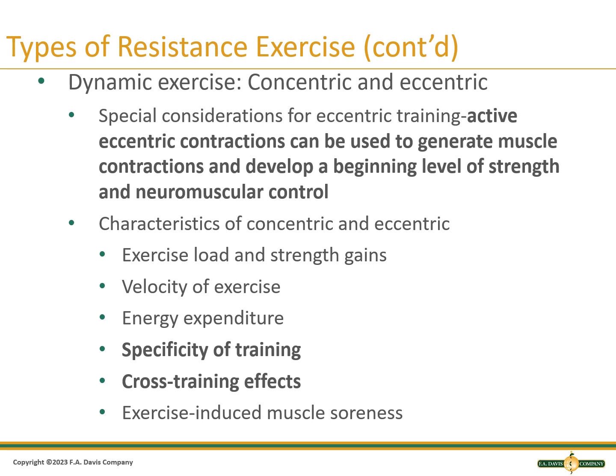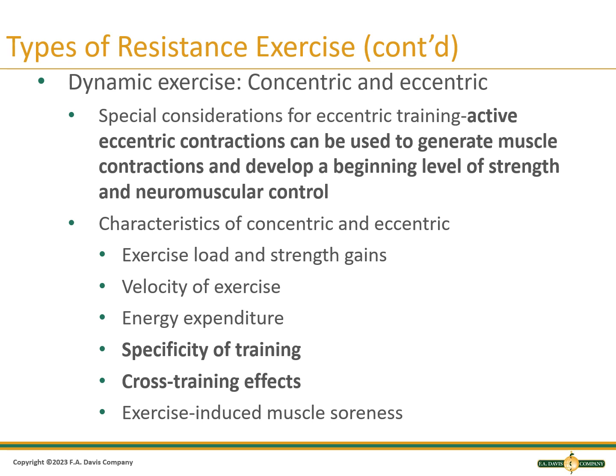Special considerations for eccentric training are that because of the neural connections that are made with eccentric training, we can use active eccentric contractions to generate muscle contractions and develop a beginning level of strength and neuromuscular control. So if a patient only has trace contraction or 1 out of 5, where you can just palpate it and they can't move through range of motion, you can move them through the concentric portion of that range of motion and then provide active assistive range to return, where they have to control against the resistance or gravity to promote better muscle firing and activate that muscle to then carry over to the concentric muscle contraction.